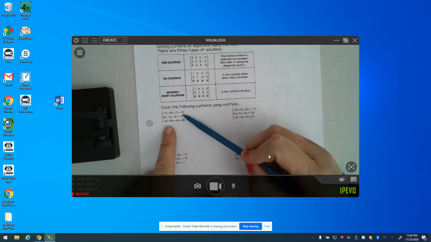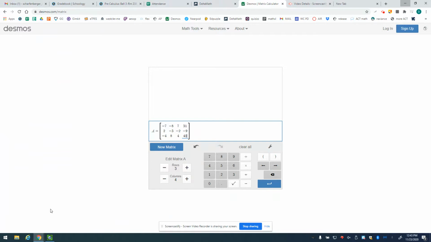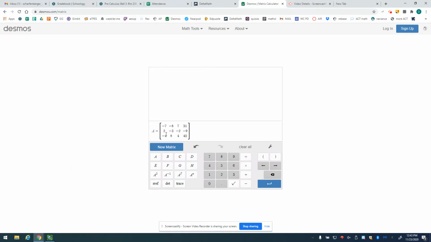In order to solve this, I'm going to switch over to the Desmos calculator. I already put in the coefficients across from the top, so it's right here: the -7, -8, 7, 31. That's where all these numbers come from. I just read straight across, and then you hit new matrix, and you hit enter, and that's your A now.